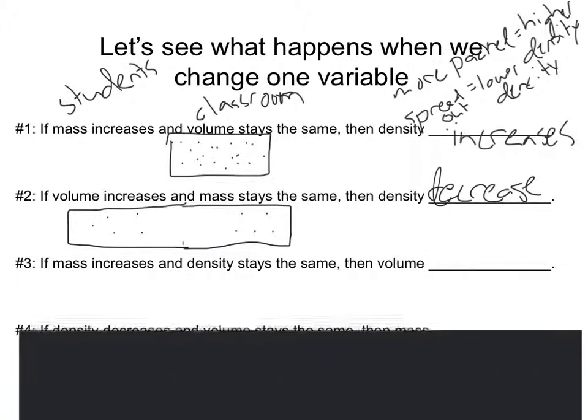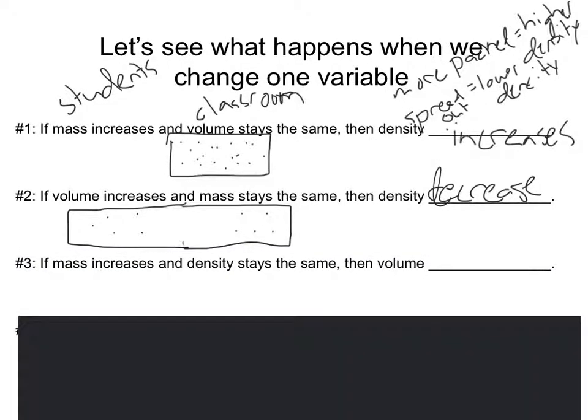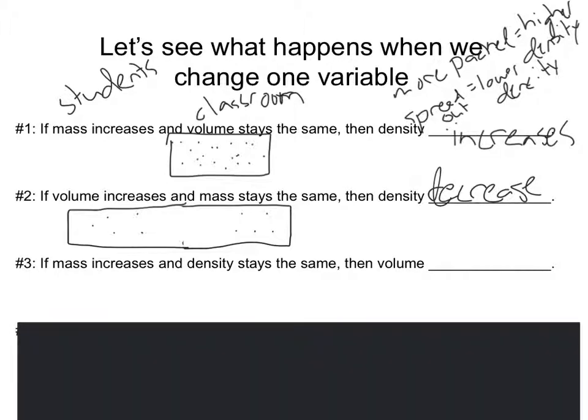Alright, now that you have tried those two on your own, let's go through and look at them. So number 3 says, if mass increases and density stays the same, then what happens to volume? Okay, so we're going to draw our classroom again. And we're going to add in our 10 students. It says if my mass increases, but I want density to stay the same, so I don't want students to be more packed, I don't want them to be more spread out, I want to keep them the same.